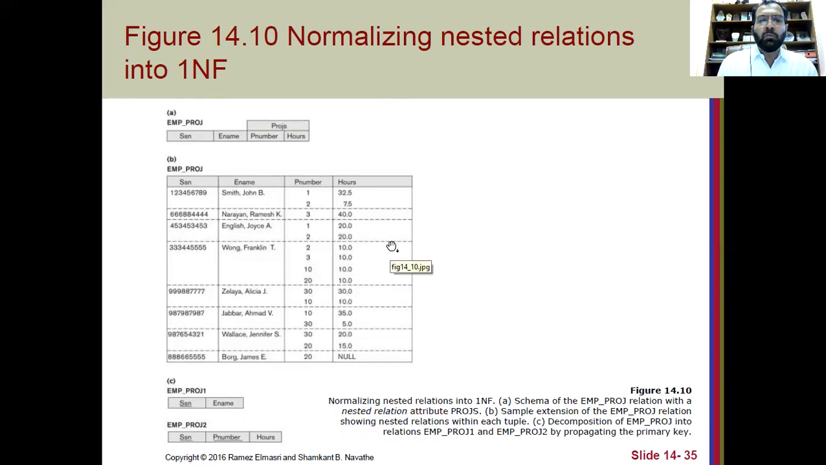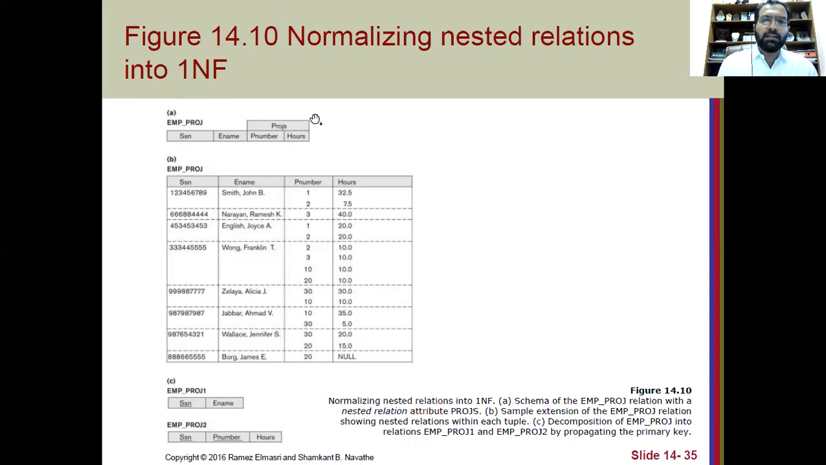So it is better to split the relation into two relations. Here one is the SSN and the ename, because SSN determines the ename, and SSN and P number combined determine the hours. So instead of having this one table which violates the definition of first normal form, we can decompose this relation into two relations: one called employee project 1 and the other called employee project 2. By applying this definition, we can normalize.